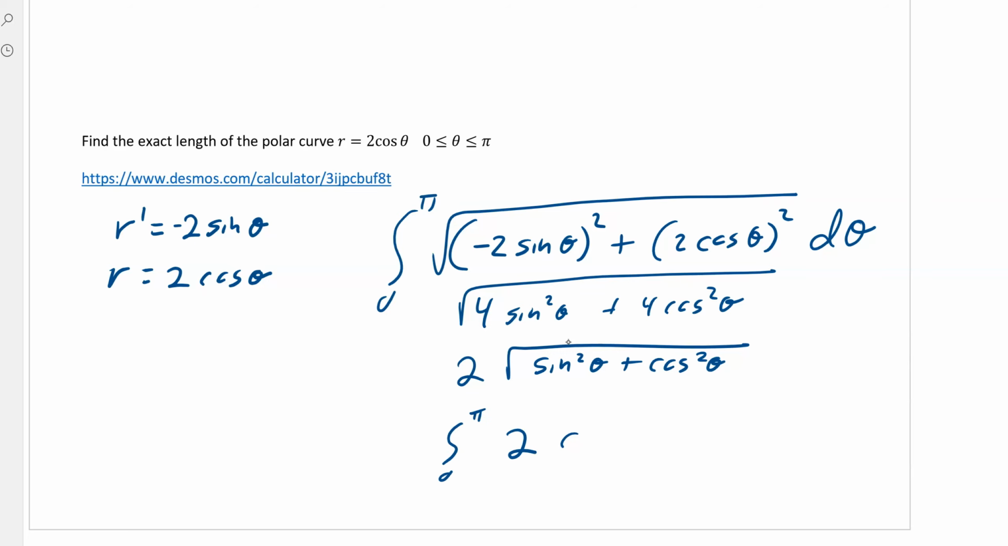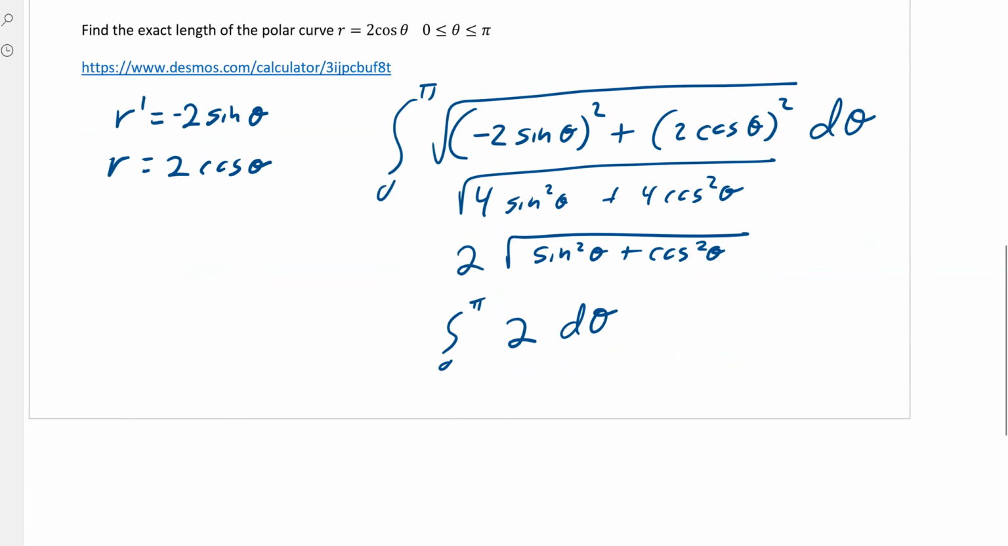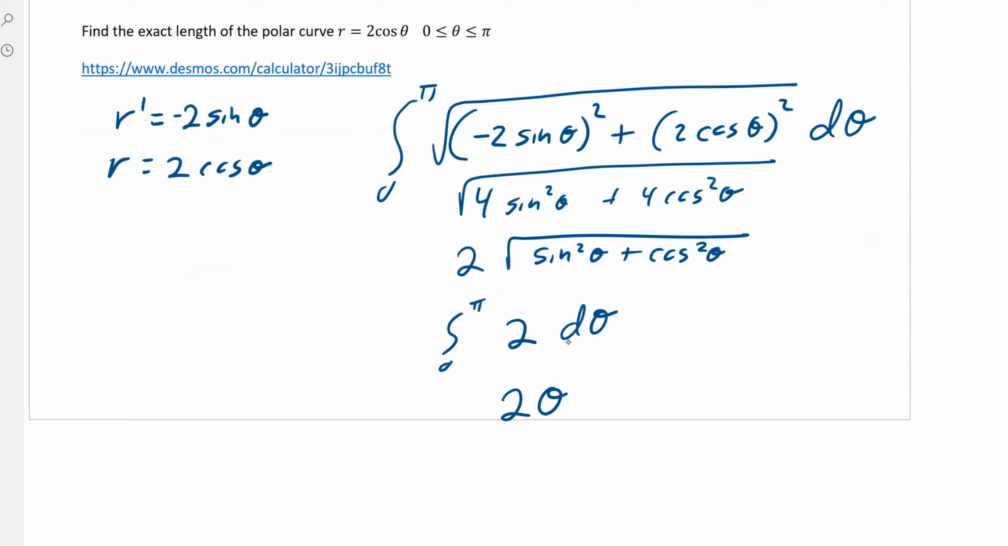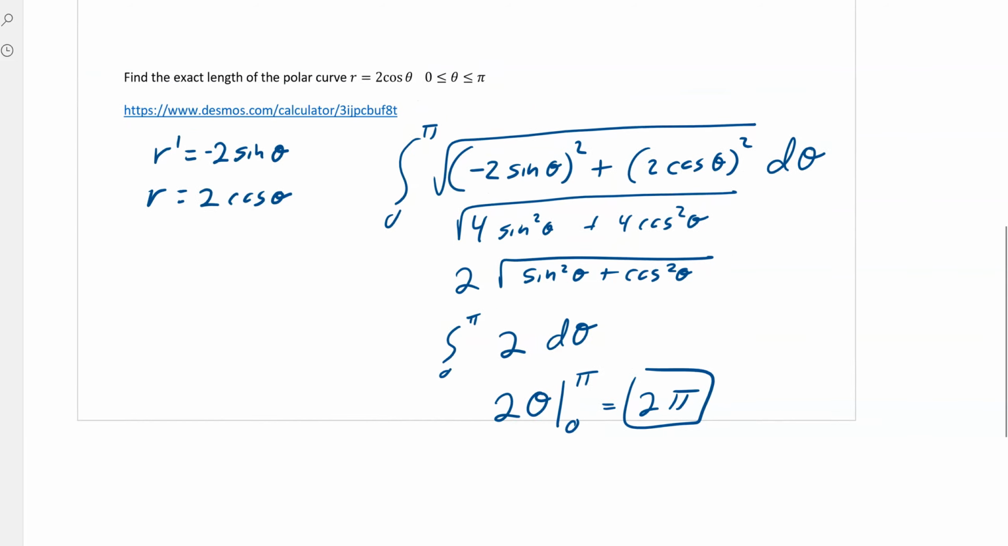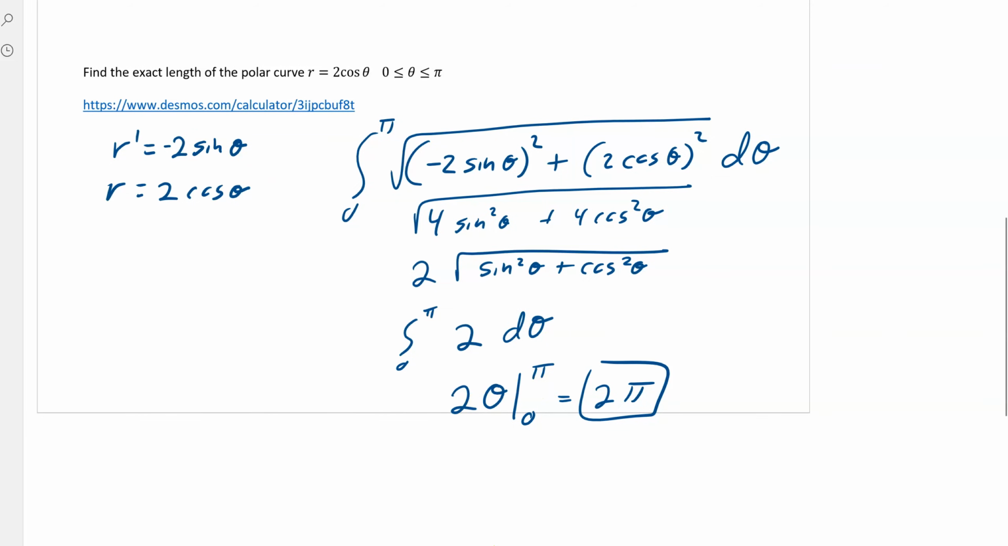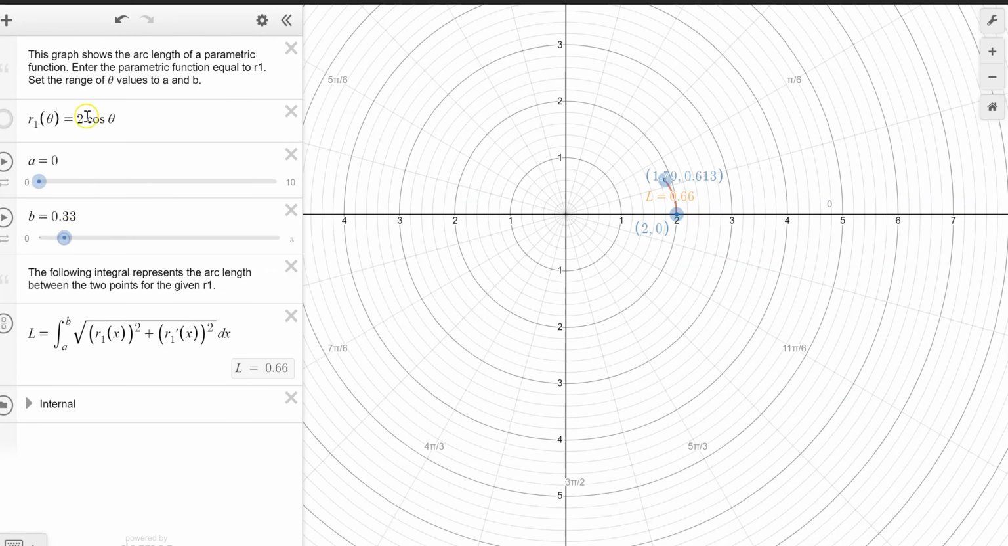0 to pi d theta. So this would be 2 theta, pi to 0. So it's 2 pi. So that arc length would be 2 pi. Let's take a look with Desmos. All right, so as I take my 2 cosine theta and I go from 0 to pi, you can see it makes one circle. So that makes complete sense.